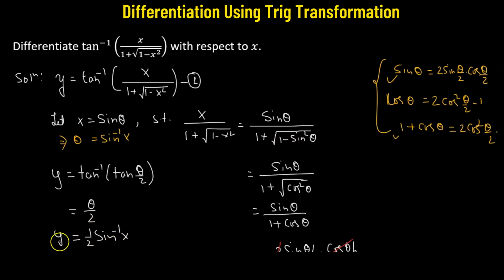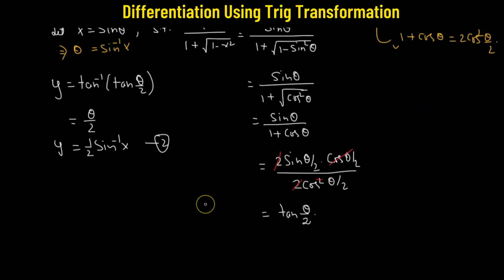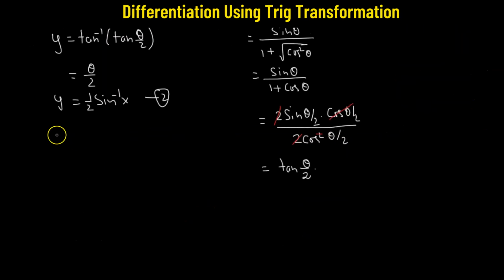So this is the simplified form of y, which is equation 2. In a sense, we can say that 2 and 1 are exactly equal to each other. Now what we'll do, we'll finally find out the derivative of y with respect to x. So that means we have half multiplied to derivative with respect to x of the inverse sine function. So the derivative of the inverse sine function is simply 1 over square root of 1 minus x squared, and we multiply 1/2 to it.